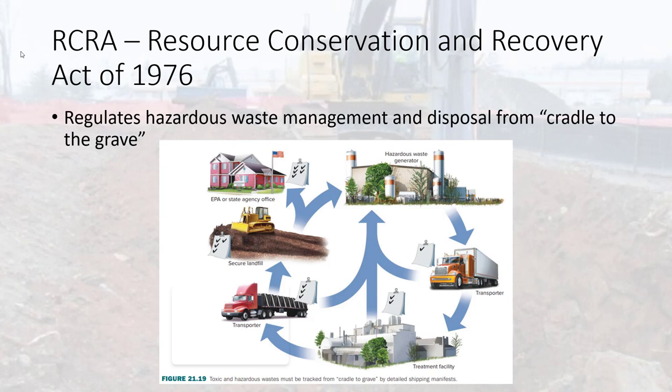So how do we regulate and manage our hazardous waste to ensure that it is disposed of properly and it is not leaking out into our environment or causing health effects or environmental effects? Well, in 1976, Congress passed RCRA, or the Resource Conservation and Recovery Act, and this is the federal law that regulates hazardous waste management and disposal from cradle to the grave. So from its generation at whatever plant it is being produced at, from its transportation all the way to its disposal at a secure landfill or secure site. And there are regulations, rules, requirements, and reporting requirements through this process to ensure that this waste is managed, transported, and disposed of properly, and is not polluted into our environment.